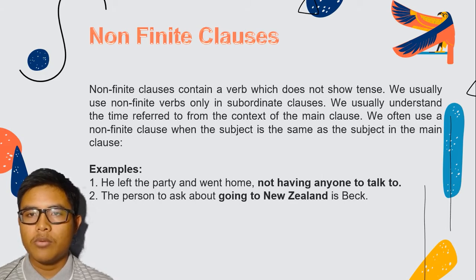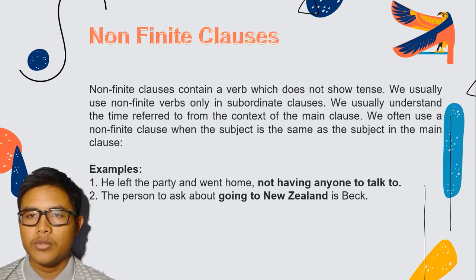Example number 1. He left the party and went home, not having anyone to talk to. Number 2. The person to see us going to New Zealand is back.